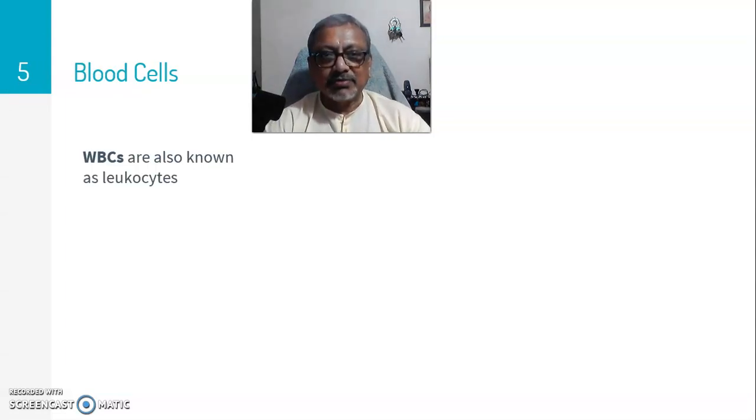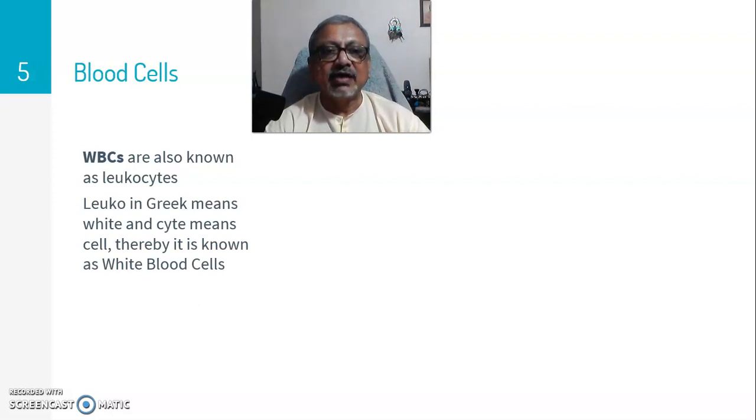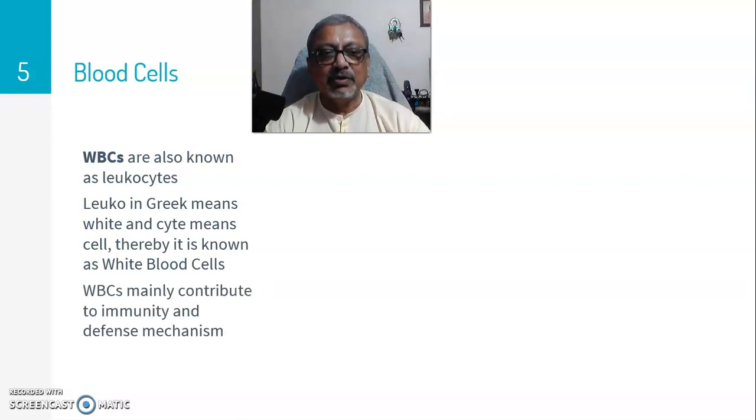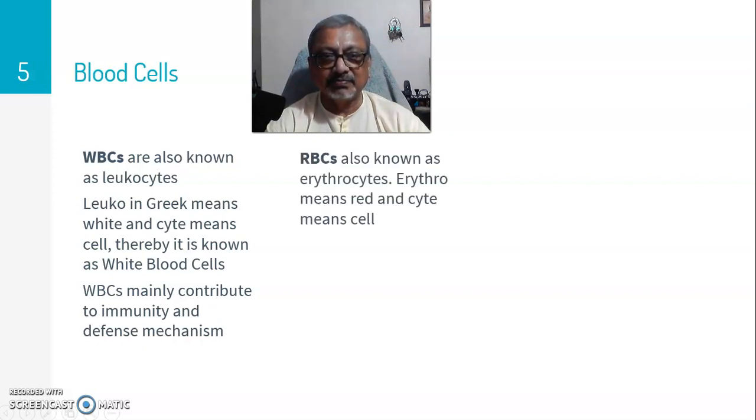Now, blood has got three types of cells, as we already know. So WBC, which are also known as leukocyte. In Greek, leuko means white and cyte means cell, thereby it is known as the white blood cells. And WBCs mainly contribute to the immunity and defense mechanism.